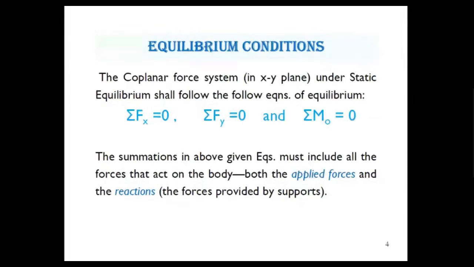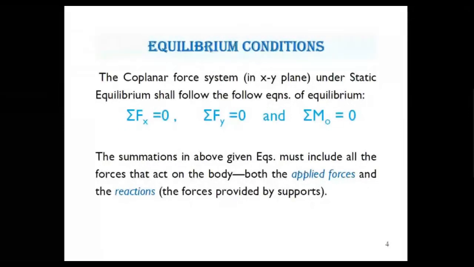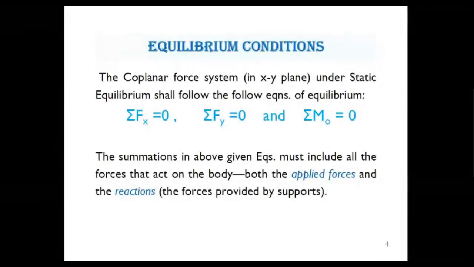Mathematically, if the body is in equilibrium, it must satisfy three conditions. The first is that the sum of the forces in the x direction, if we are talking in terms of the coordinate system, must be equal to zero. And when I say sum of the forces, it includes all the forces that are acting on the body, meaning the applied forces and the reaction forces. Similarly, the sum of all the forces in the y direction must also be equal to zero. And additionally, the sum of moments, or the rotational effects, in the body must be equal to zero. If these three conditions are satisfied, we can say that the body is in equilibrium.